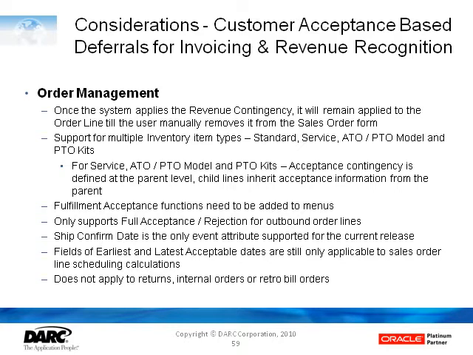Regarding data fields that look like they could be used for acceptance, that were previously there and might be enhanced to work with acceptance: the earliest and latest acceptable date values were previously used for scheduling in order management, and currently they are still only used for scheduling. They have no functionality tied to the acceptance attributes or processes in any way, shape, or form. The other thing to know is that for order management, customer acceptance has nothing to do with returns, internal orders, or retro-bill orders at all. It's completely outbound, nothing inbound.